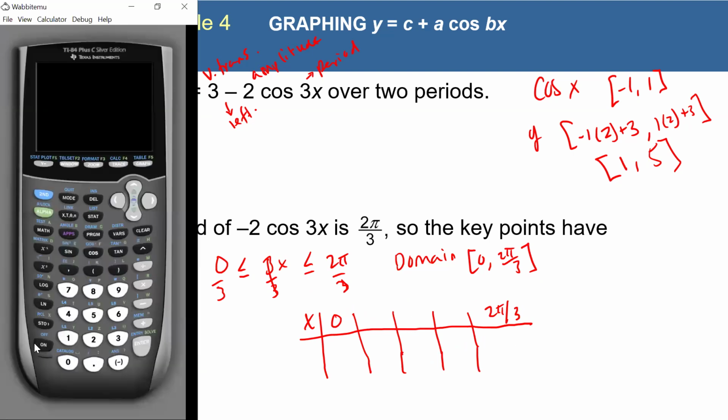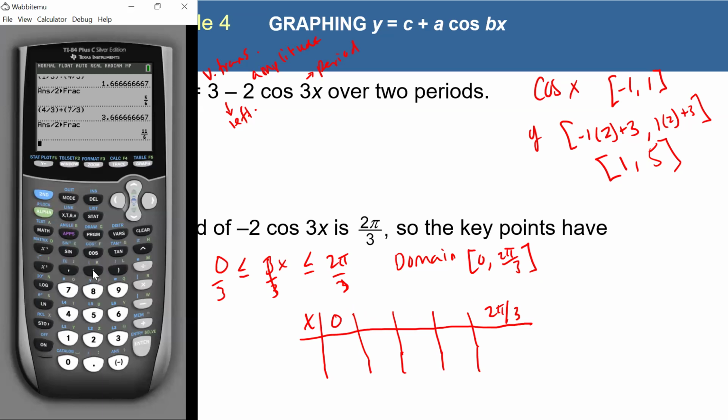If I don't know what the halfway point is, that's okay. I'm going to do 2/3 divided by 2, math, enter, and I get 1/3. So my halfway point is pi over 3. Now I'm going to find the halfway point between 0 and pi over 3, so I divide that by 2, and I get 1/6. So we get pi over 6.